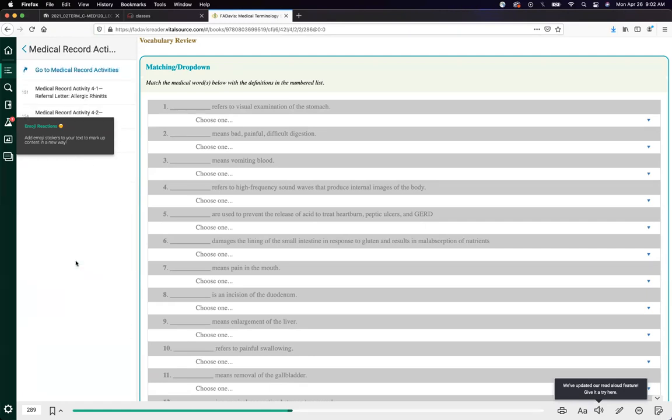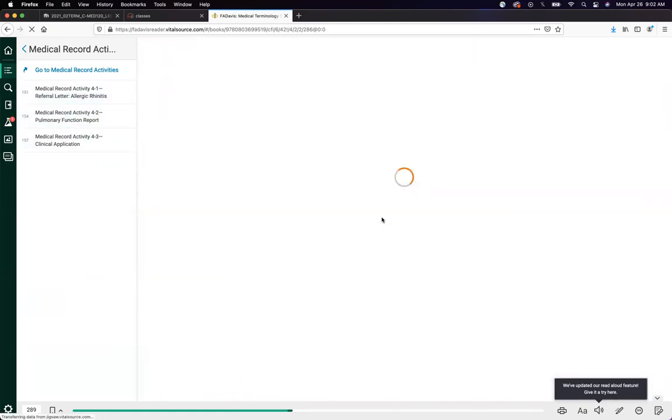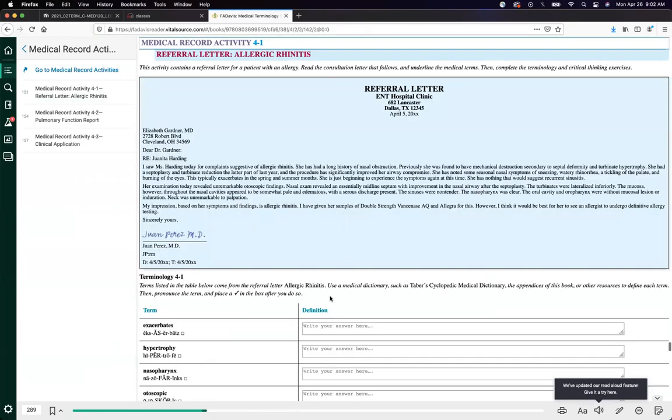What are we doing now? We're doing something different. You go into medical records at the back of any chapter that we did, and we find something. Here you go. Here's a case. I'm going to take the case.